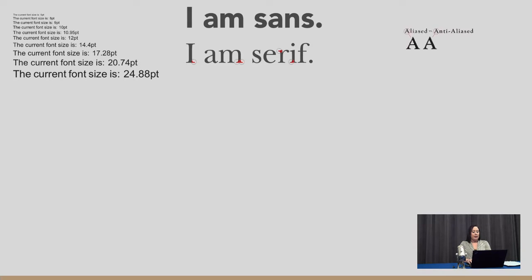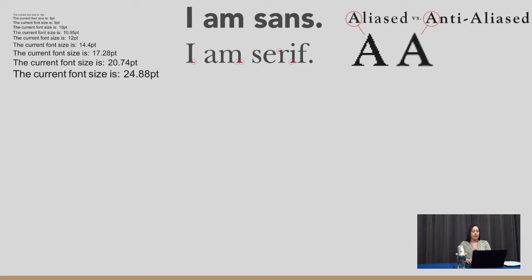The third guideline is analyzed versus aliased text. Analyzed text looks smooth because of the pixels added to smooth the transition between the text color, and aliased is more jagged. This is mainly used for printing purposes.